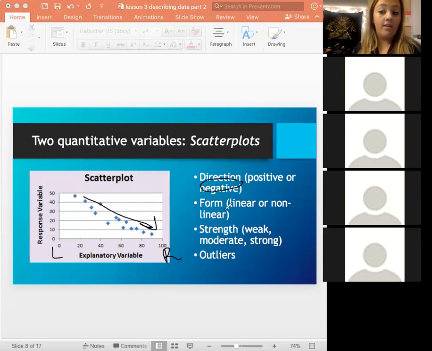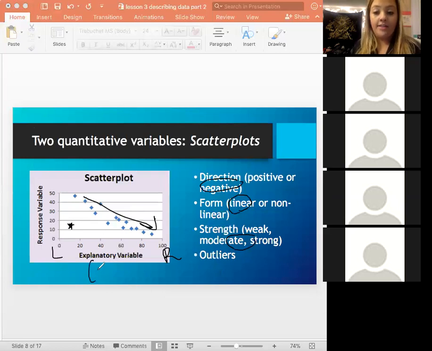Form, is it linear or nonlinear? Does it look like a line or not? I would say this one's linear. Strength: weak, moderate, strong. You can also combine these. I would say this one's pretty strong, moderately strong, kind of in the middle. And then outliers. This one doesn't look like it has any, but if I had something over here, that would be an outlier.